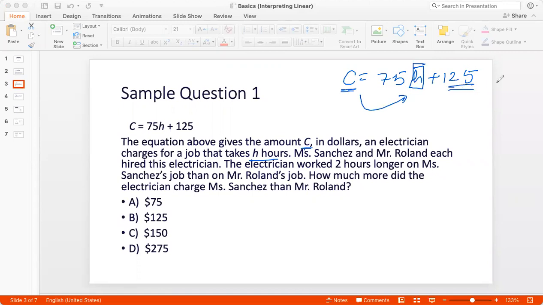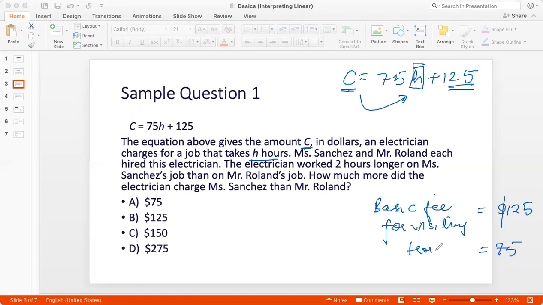So then what is this 125? This 125 is a constant amount that he would charge just for visiting. Right? That's like if you call the electrician and just for visiting, that's his basic fee. Basic fee for visiting. That's going to be $125. And this 75 will be his hourly fee. Because if he works for 1 hour, then he earns 75 for that hour. If he works for 2 hours, he earns 150. So this 75 happens to be his hourly fee.